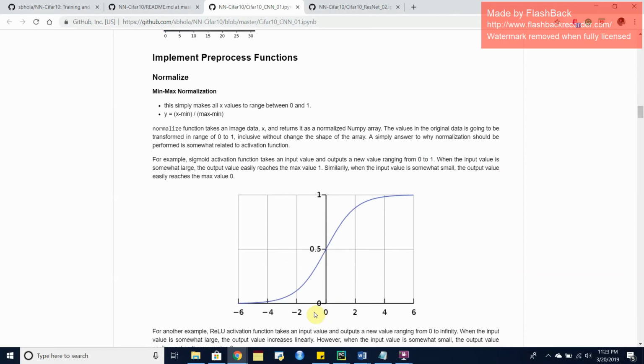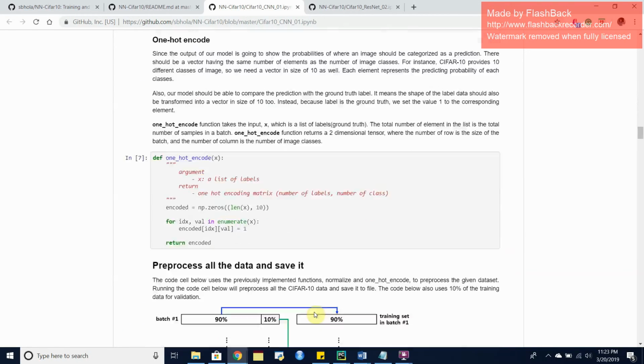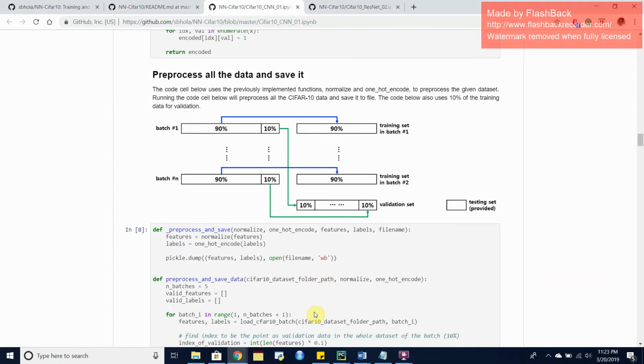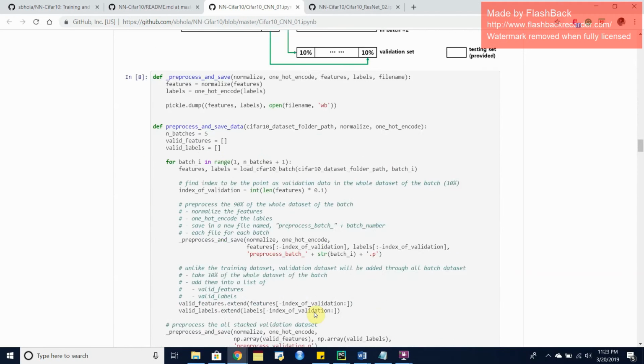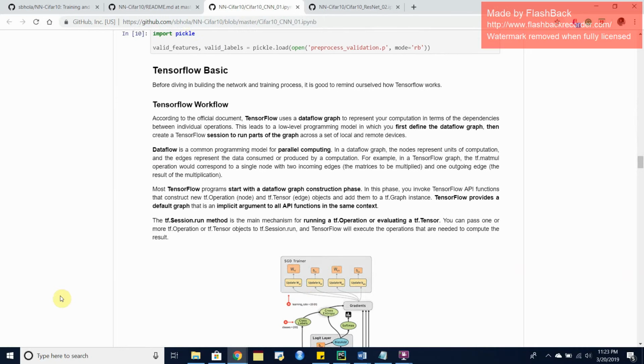After doing normalization and one-hot encoding, we are splitting the data in a 90-10 percentage for our train and validation datasets.